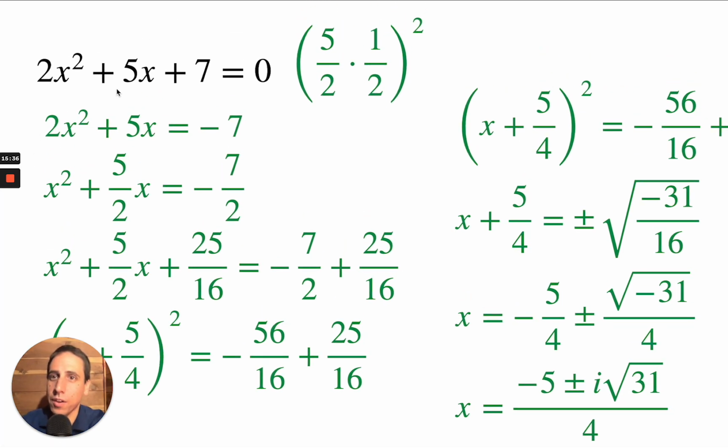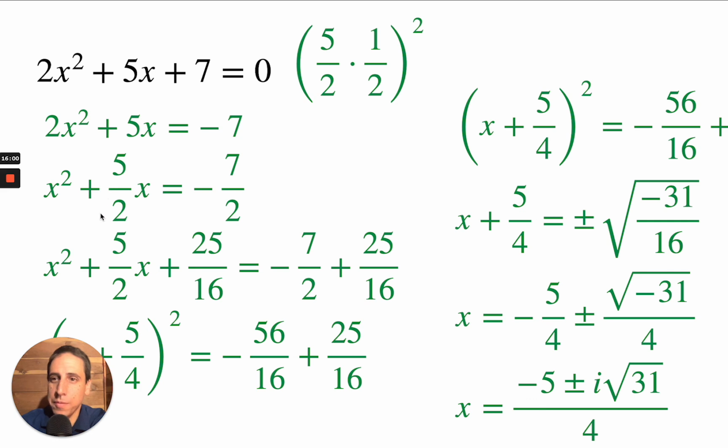2x squared plus 5x plus 7 equals 0. There's nothing simple or happy or easy about this problem, but that's okay. We can do all the preliminary work and all the fraction work we need to solve it. We're going to subtract 7 from both sides. We're going to divide both sides by 2 so that it's an x squared plus bx equals p format. 5 halves.